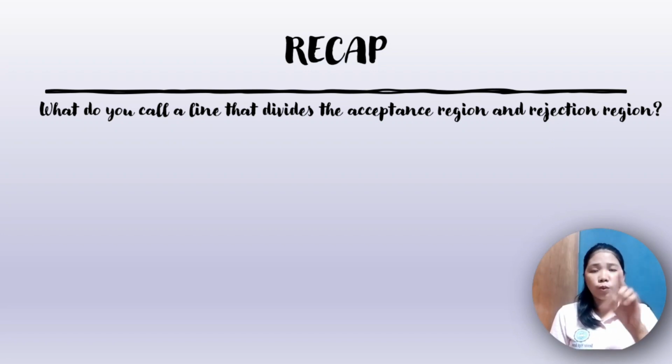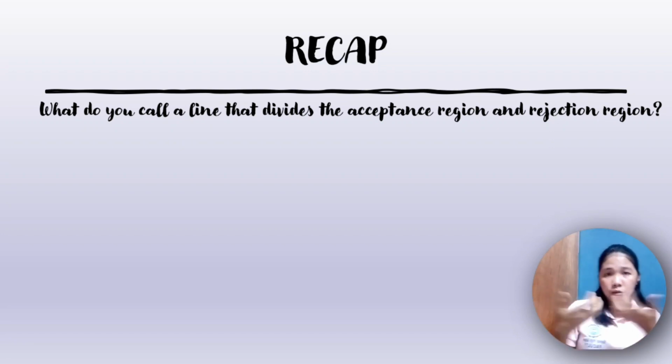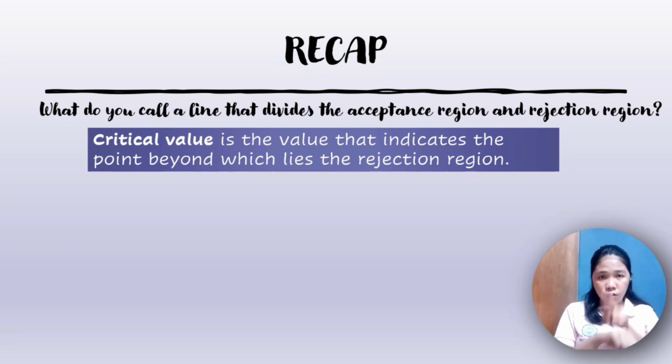What do you call a line that divides the acceptance region and the rejection region? Yes, critical value. Critical value is the value that indicates the point beyond which lies the rejection region.